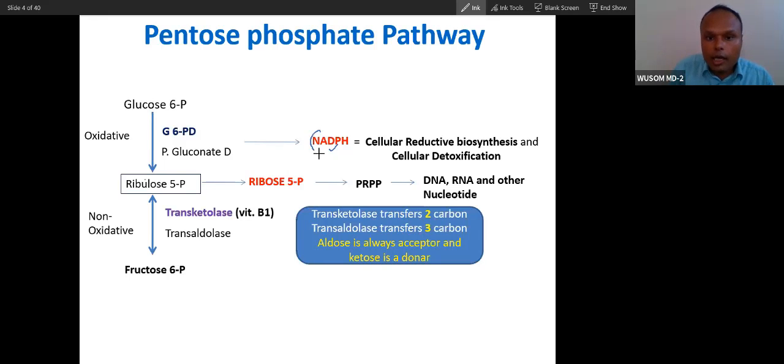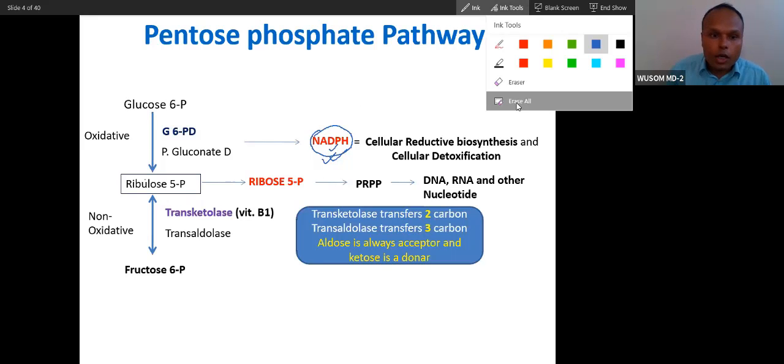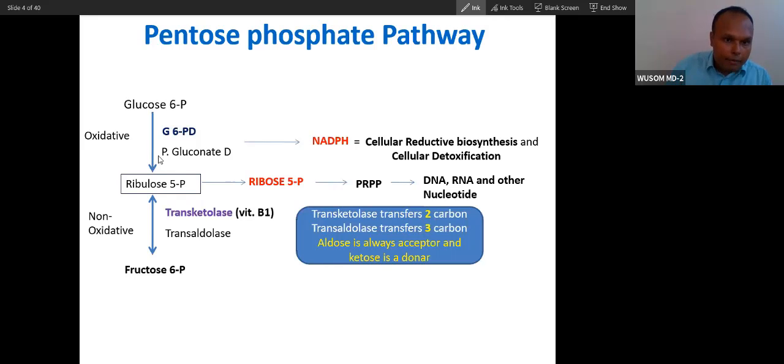So the oxidative phase is for production of NADPH, and for production of ribulose, the oxidative phase is not required. Okay, this is a very important point. So oxidative is NADPH. Now you can see the enzymes. You can see two. Just memorize these two enzymes here, two enzymes here. That's it. The first enzyme is G6PD. This is the more important enzyme, because G6PD deficiency causes hemolytic anemia.